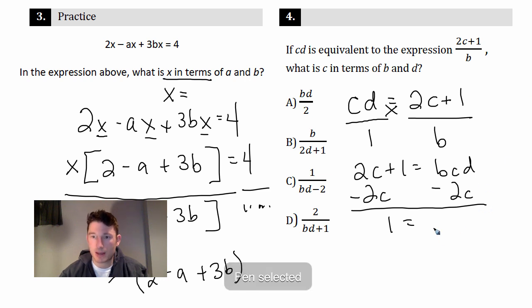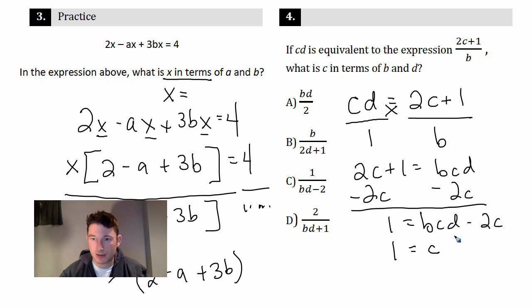So now we got BCD minus 2C. And what I'll do is I'll factor out the C's. So now I got C, I put my brackets, BD minus 2. And that should make sense to you, right? If you distribute it back, you get that piece, and C times negative 2 is negative 2C.